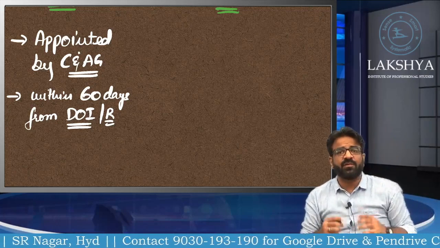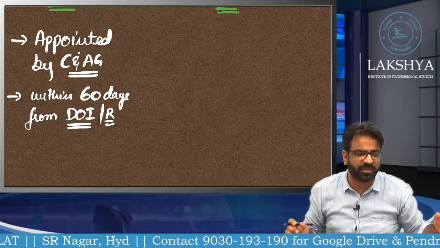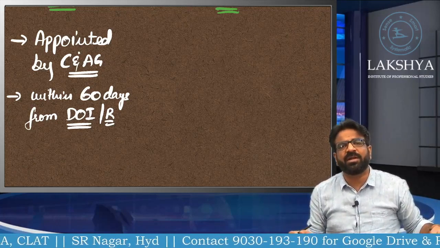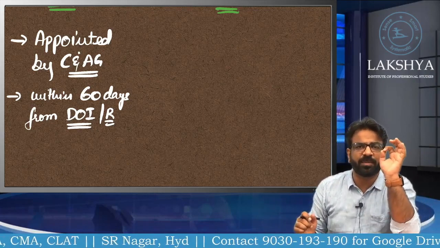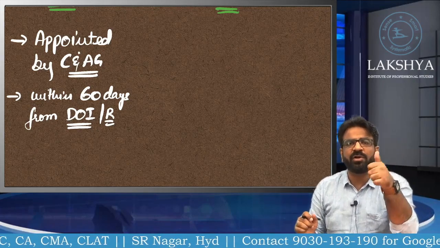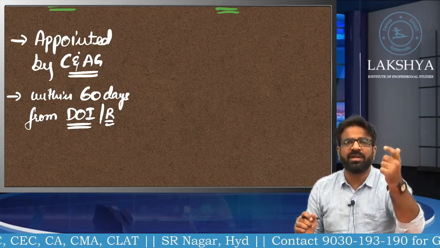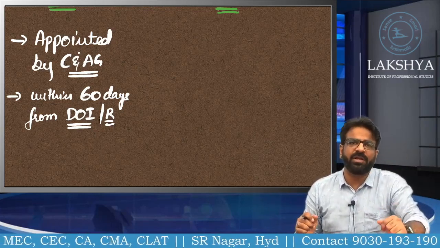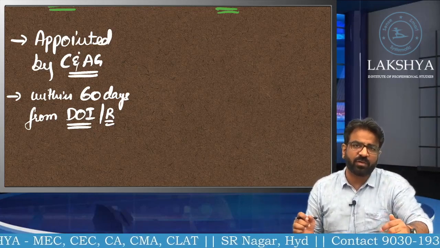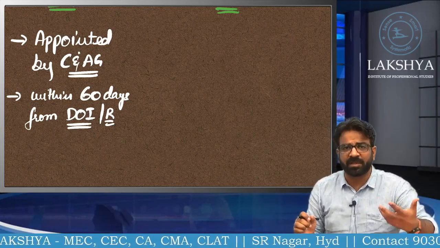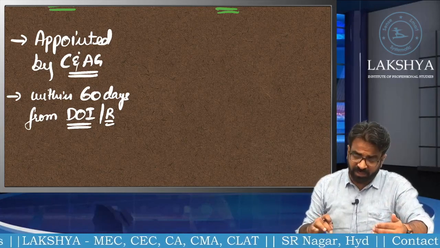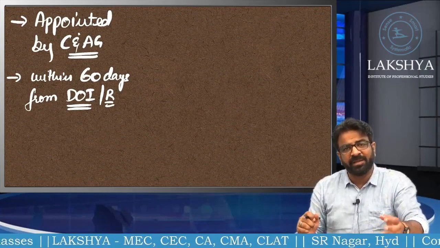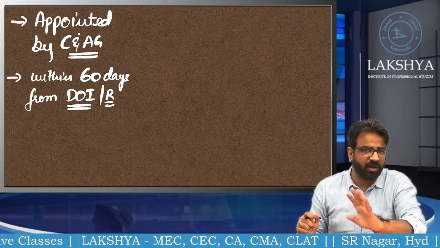Now the question is, sir, who is the first auditor? Who is called first auditor? For a newly incorporated company, the person who does the first-time audit of a newly incorporated company, that auditor is known as first auditor. So we are talking about the newly incorporated government company. Within 60 days from the date of incorporation of that government company, the first auditor must be appointed. I hope everyone is clear.